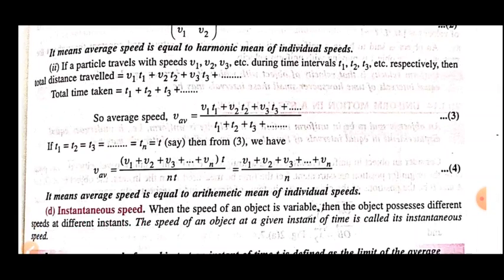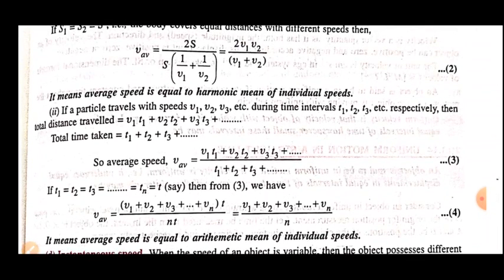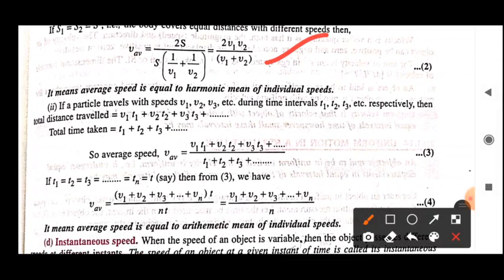Next, here you can see the average speed is equal to the harmonic mean of the individual speeds. Actually, the formula you are seeing is called the harmonic mean formula. You will study that in mathematics also, but the harmonic mean is simple. It is, you can say, related to the geometric mean and arithmetic mean.